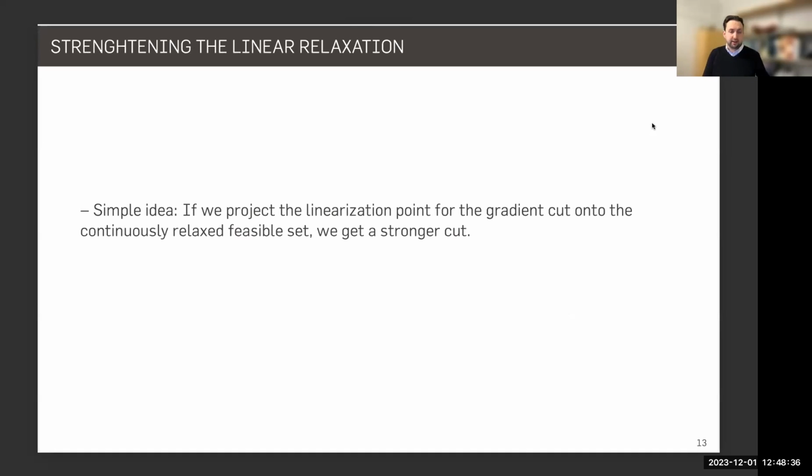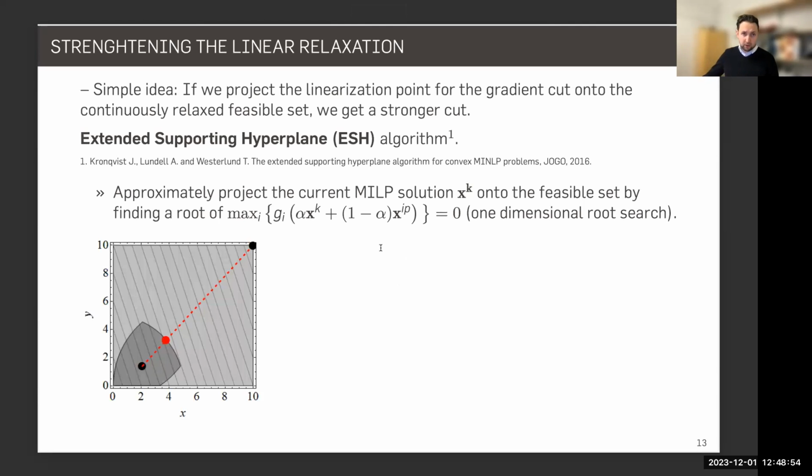And a very simple idea that we have been working on is that if we take the linearization points, or we take solutions given to us by the MILP subproblem, we can project these onto the continuously relaxed feasible set, and then we get a stronger cut. Let me illustrate the idea. So in the following paper, we used a very simple procedure to perform an approximate projection. And the whole beauty of this is that this approximate projection can be solved by just finding a root of this univariate function. So this is a one-dimensional root search. I would say this is computationally trivial. The function is convex, and we even have points on opposite sides.